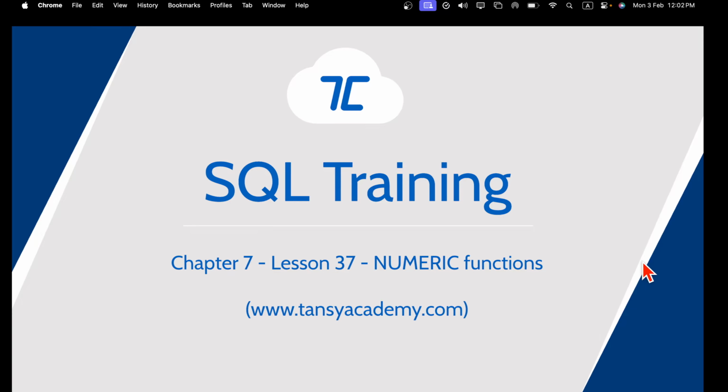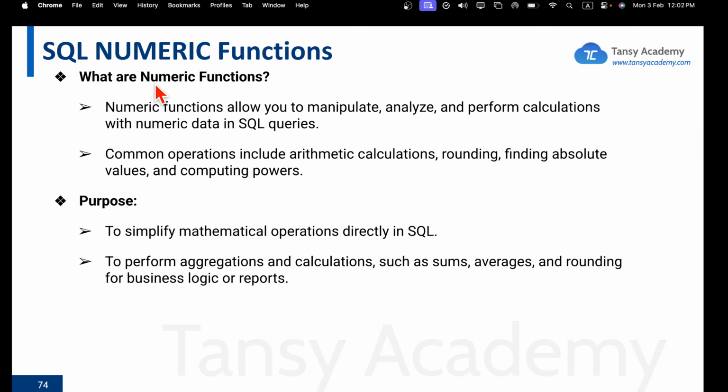In this video, we'll be looking at Chapter 7, Lesson 37 on SQL numeric functions. So, what are numeric functions? Numeric functions allow you to manipulate, analyze, and perform calculations with numeric data in SQL queries. See, numeric operators are different, and these are numeric functions. Common operations include arithmetic calculations, rounding, finding absolute values, and computing powers.